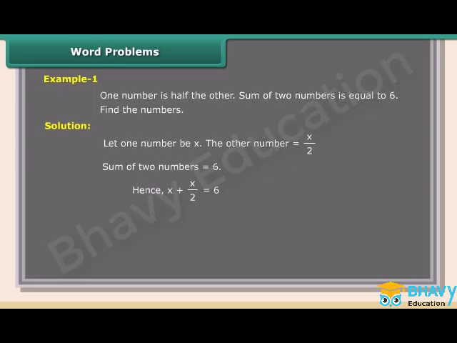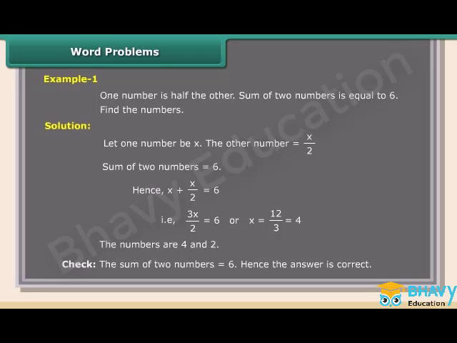Hence, x + x/2 = 6. That is, 3x/2 = 6, or x = 12/3, which is equal to 4. The numbers are 4 and 2. Check. The sum of the two numbers is equal to 6. Hence, the answer is correct.